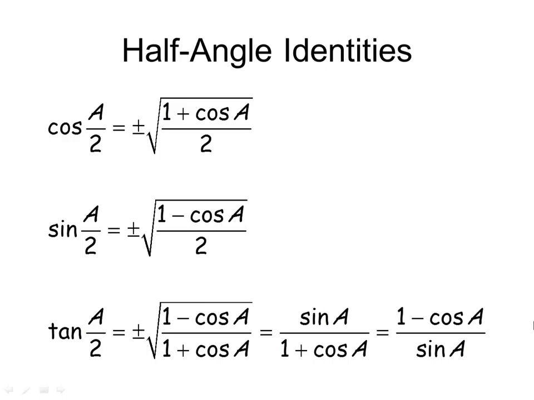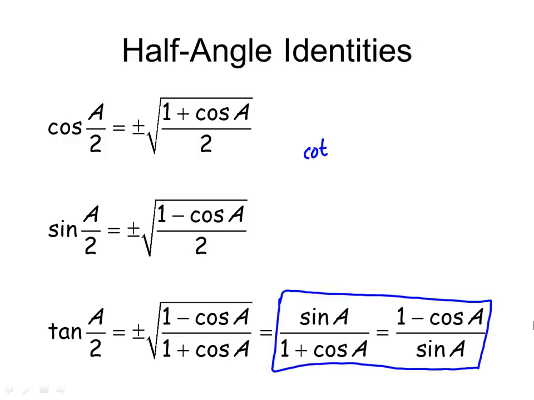But there is one that I want you to add to this, okay? If tangent of A over 2, and of course on your cheat sheet it says tangent of U over 2, if tangent of A over 2 is equal to this right here, then I need you to understand that cotangent of A over 2 is going to be the inverse.